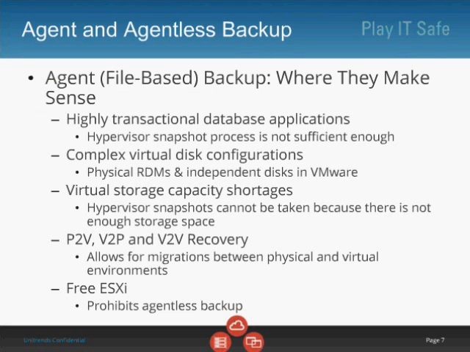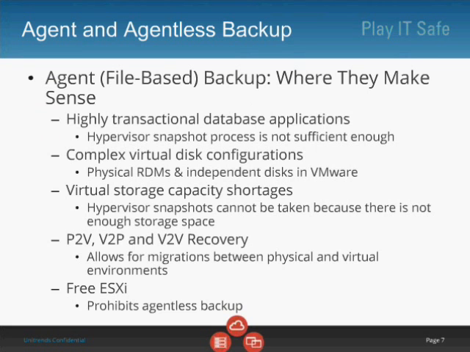This is prevalent in some hypervisors more so than others, but if there is not enough storage space to take the snapshot, you would need to deploy an agent to back up the data on that virtual machine. And then for P2V and V2P recovery, the use of agents could allow for migrations between physical and virtual environments because the underlying hardware and virtualization layers are not necessarily leveraged for this process. And lastly, for free ESXi, which is obviously the flavor of hypervisor from VMware, if you're using the free version, it prohibits agentless backup, so you would need to deploy an agent on there as well.